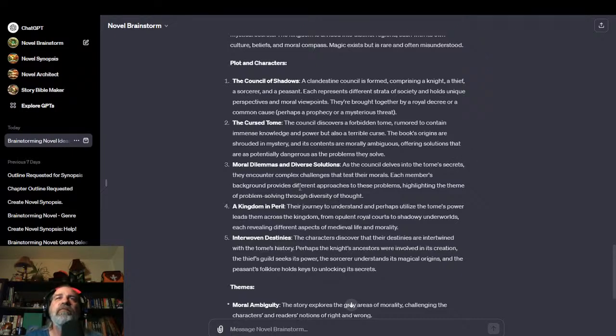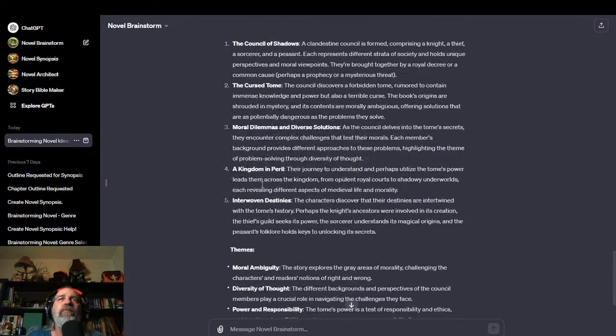Each member's background provides different approaches to these problems, highlighting the theme of problem solving through diversity of thought. A kingdom in peril. Their journey to understand, perhaps utilize the tome's power, leads them across the kingdom, from opulent royal courts to shadowy underworlds, each revealing different aspects of medieval life and morality. Interwoven destinies. The characters discover that their destinies are intertwined with the tome's history. Perhaps the knight's ancestors were involved in its creation.